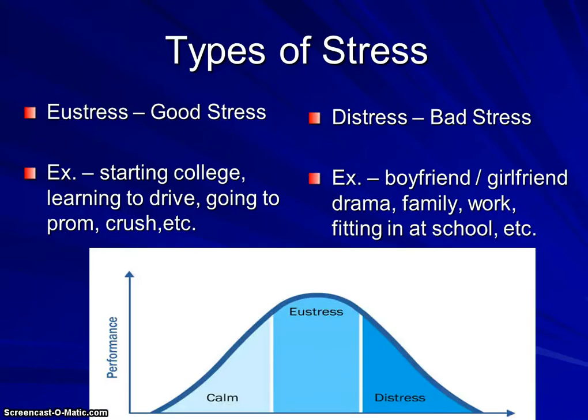Types of stress. Well, as you look at the top of this slide, you'll see there's eustress, which is good stress, and there's distress, which is bad stress. Some examples of eustress would be things like starting college. Even though it's really stressful and you might not know who your roommate's going to be or what classes you're going to take, all of the unknown, it's still a good type of stress. It's driving us to be better.